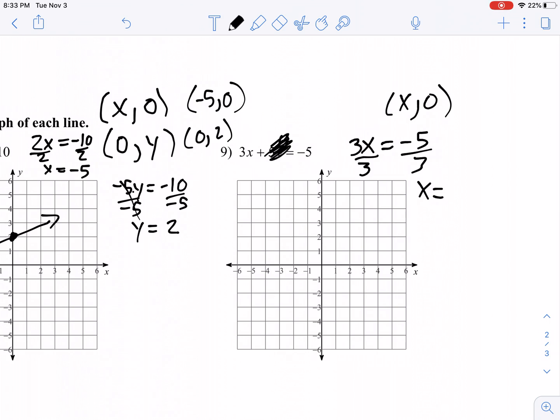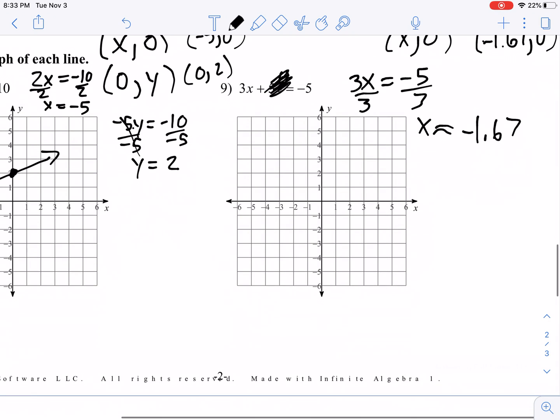Now, is that necessarily going to come out to be nice? No. So at this point, you might want to get a calculator, divide that out, and see what that comes out to be. I get approximately a negative 1.67. So my x-intercept is approximately negative 1.67.